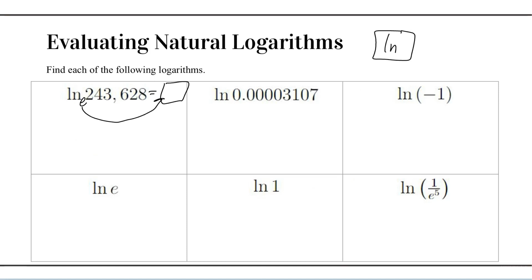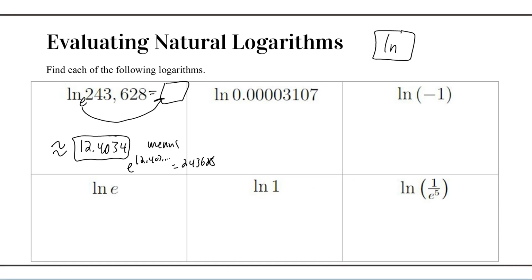So if you just use that ln button and then type in 243,628, it'll tell you the value of this is about 12.4034 when you round it to the nearest 4 decimal places. And really what this means is that e to the 12.403 is going to equal 243,628.